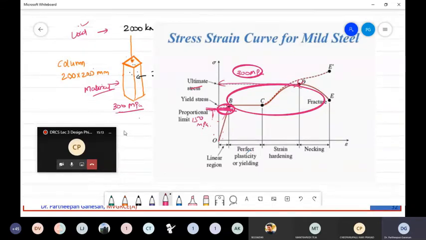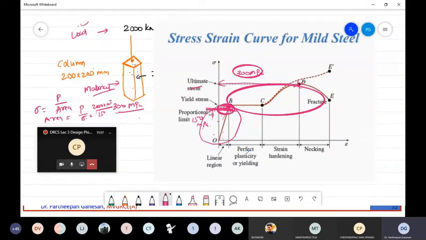My stress is equal to load by area. Now suppose I want to find what the size of the column should be according to the working stress method. I will say area is equal to P by sigma, that is, P is 2000 into 10 cube divided by the strength of the column. I will take only up to here, 150. Based on this calculation, I will find out the area. So in the working stress method, you are reducing the strength of the material only to a linear elastic portion.